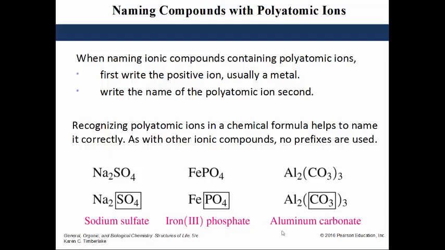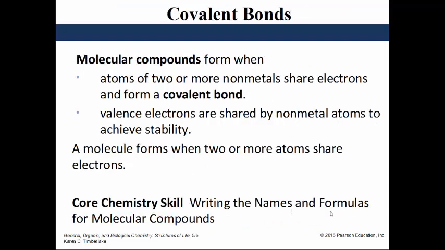Iron 3 phosphate. The last one, Al2, and then CO3 in parentheses with the subscript 3. Aluminum would be the metal part of the name, the positively charged ion. So Al2. And the CO3 is carbonate. You need to have 3 of these to balance out with the positive charges of aluminum. So aluminum carbonate.